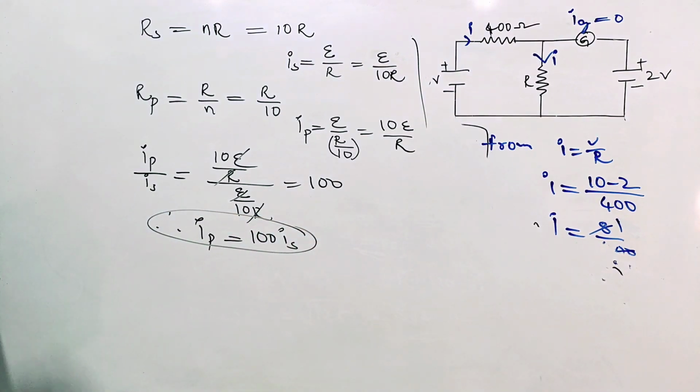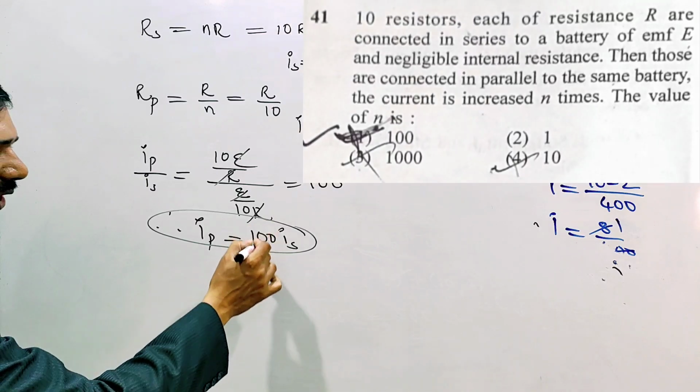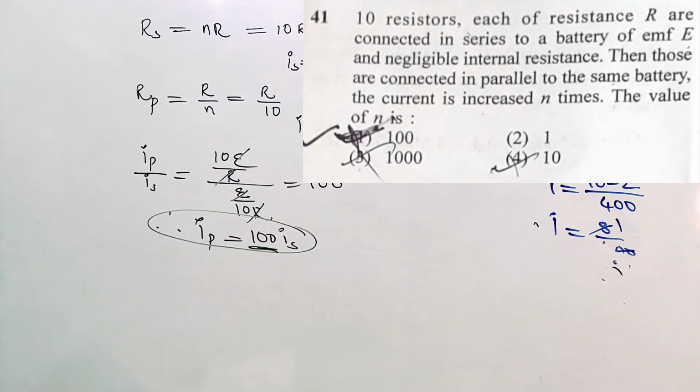So which option is correct? N value is how much? 100. N value 100. Which option is correct here? This first option only is the correct answer. Next question you can take.